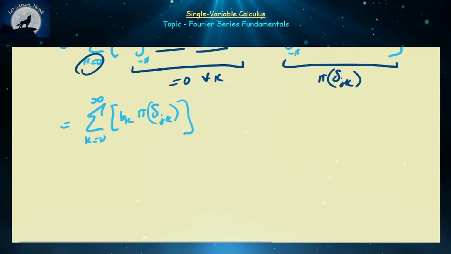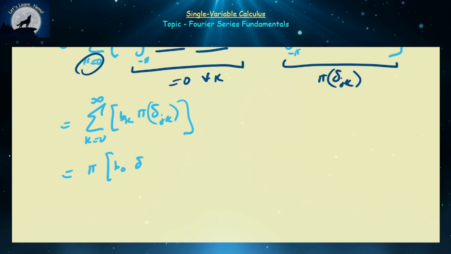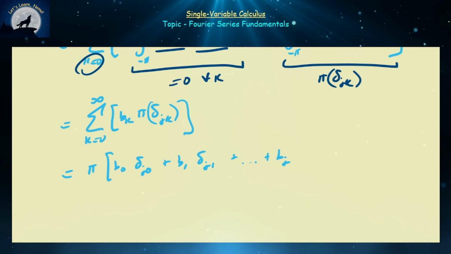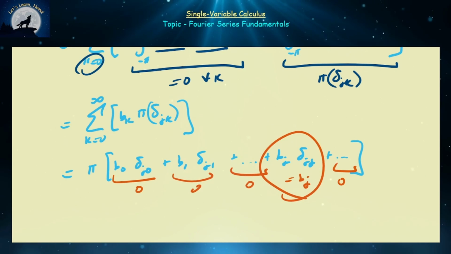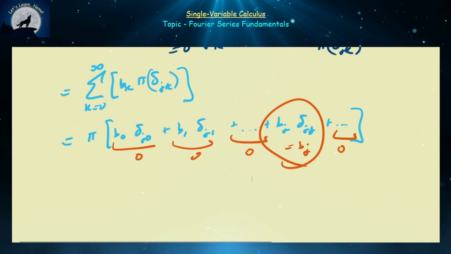So what is this? If we expand this, if we're new to the Kronecker delta function, this is going to be equal to pi times b_0 times delta j0 plus b_1 times delta j1 plus all the way down to b_j delta jj plus all the way down to infinity. And keep in mind, all of those other terms are going to be equal to 0, and this is just going to be equal to b_j. So we're just left with that particular term there.